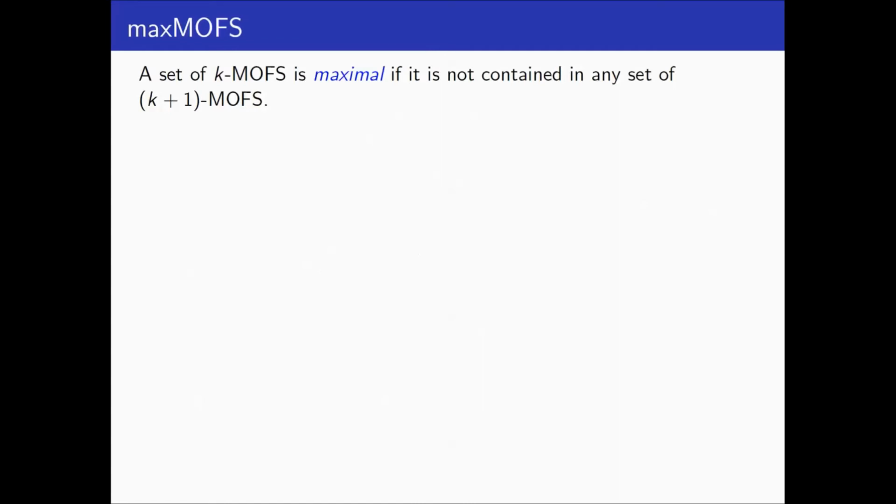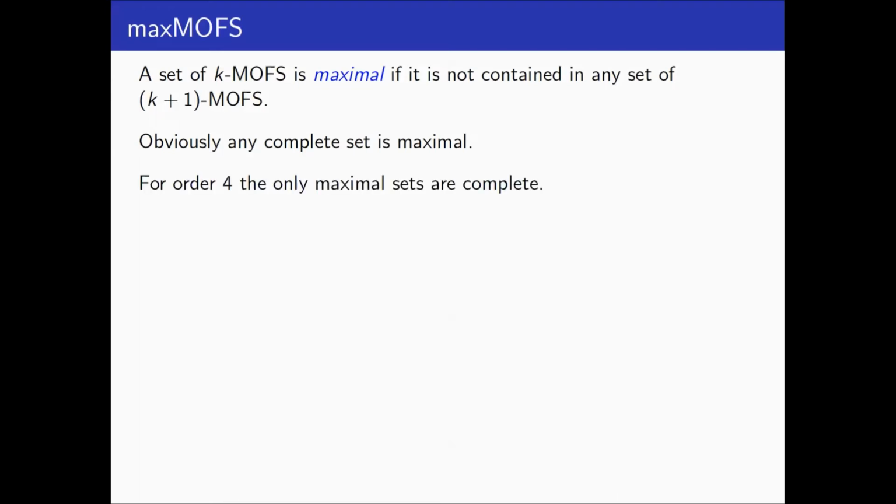Okay, so a question that's been talked about a lot for Latin squares, and I have investigated in that area, is the idea of a maximal set. So a set of MOFs is maximal if you can't extend it, you can't add another thing which is orthogonal to everything you have already. Obviously, if you have a complete set, it's going to be maximal by definition. Actually, for order 4, surprisingly, the converse holds. So for order 4, there's nothing which is non-trivially maximal. But for order 6, things are very different.